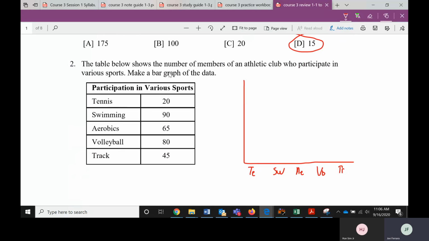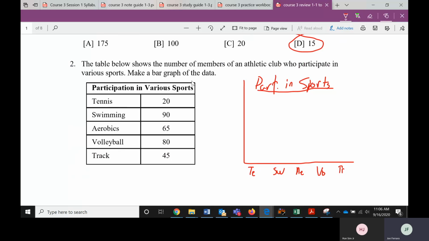You should include things like a title. I'm going to abbreviate here, but you should write out the whole word. Participation in sport, and you could write various sports or sports. Technically, you would say whatever athletic club it is, but this is pretty good.